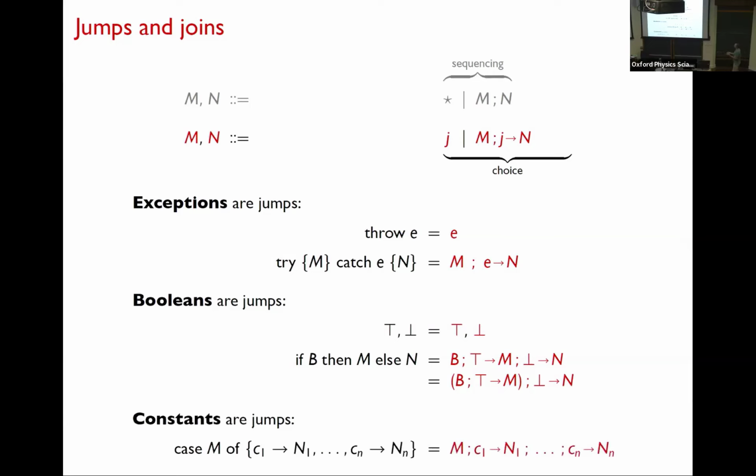And any constants are jumps in that way. So a case construct becomes evaluate M and test against each jump in turn. And again, we assume that the Ns don't end in any of the C's, so that there's no conflict there.